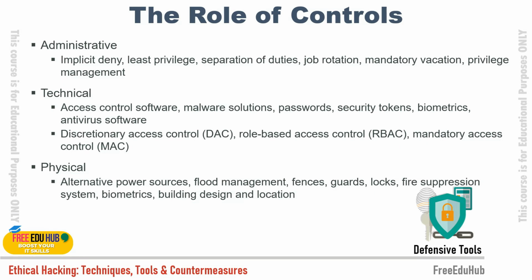Then we have technical controls: access control software, malware solutions, password security tokens, biometrics, and antivirus, etc. Further, we have discretionary access control, role-based access controls, and then mandatory access controls. Discretionary access control is an access method that depends on the owner or the author of the data to manage the security. The prime example of a DAC is the use of folder and file permissions under the DAC, which is a discretionary access control.